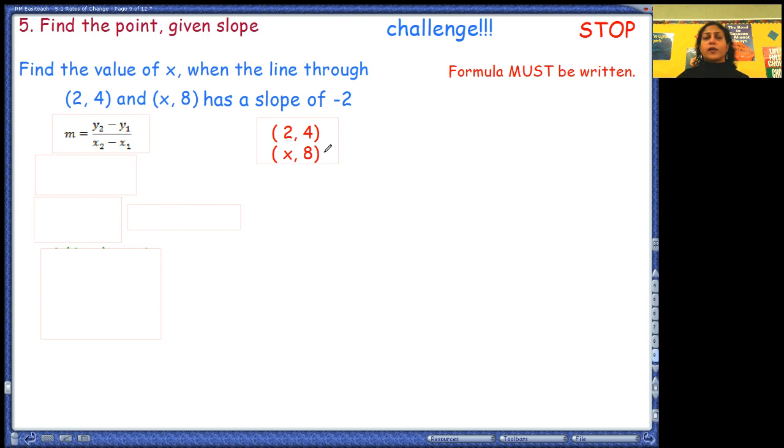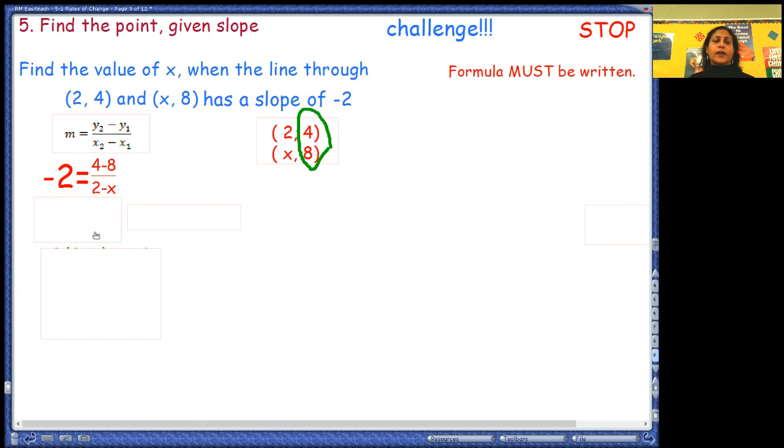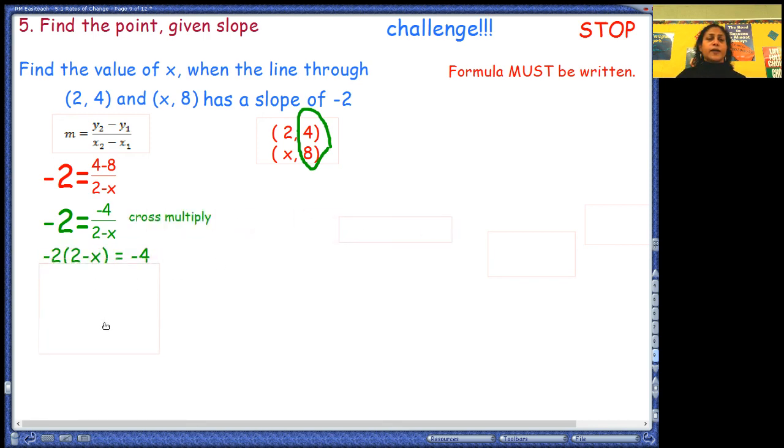And then you're going to say, well, let me circle the y values and plug in whatever information I know into the formula. We already know that the slope is negative 2. So it's going to be negative 2 equals 4 minus 8 over 2 minus x. And then you're going to simplify the numerator. So it's negative 2 equals negative 4 over 2 minus x. This is an equation that you're going to solve using cross multiplication. And when you cross multiply and you solve, turns out that x is equal to 0.